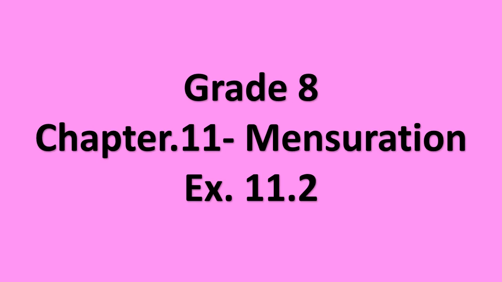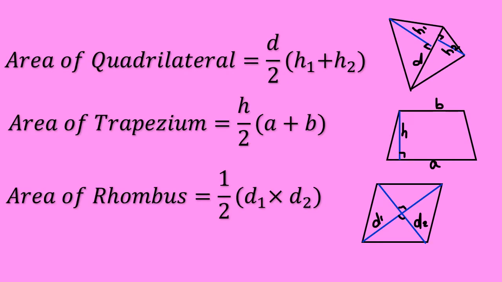Grade 8, Chapter 11, Mensuration, Exercise 11.2. Before moving on to the exercise, let us revise the formula to find the area of a quadrilateral, which is d by 2 into h1 plus h2, where d is the diagonal and h1 and h2 are the altitudes to the diagonal from the opposite vertices, or the heights.